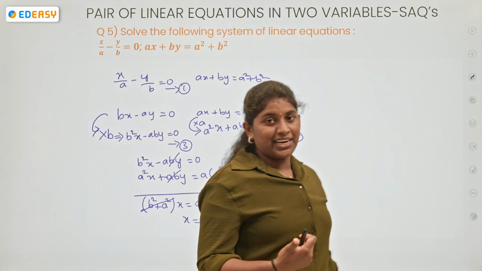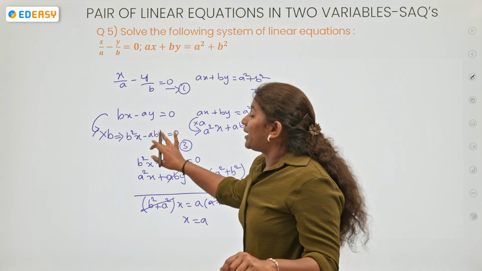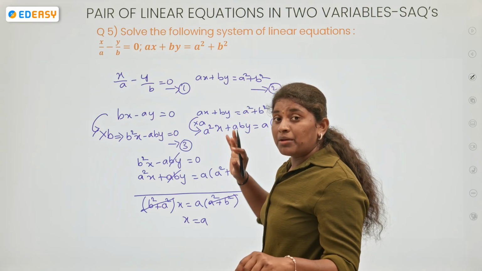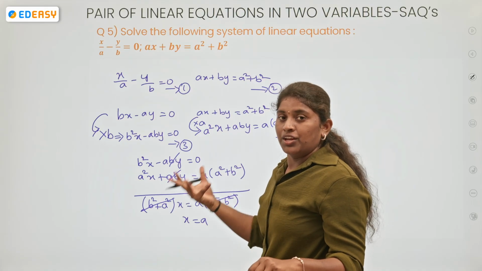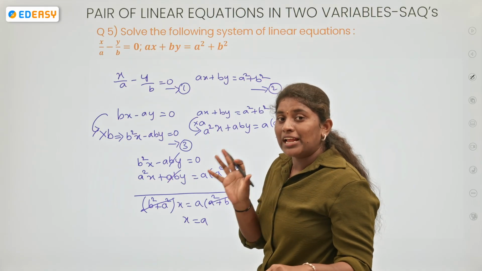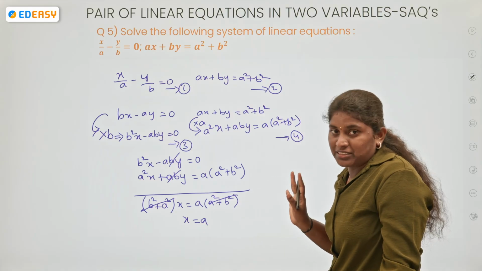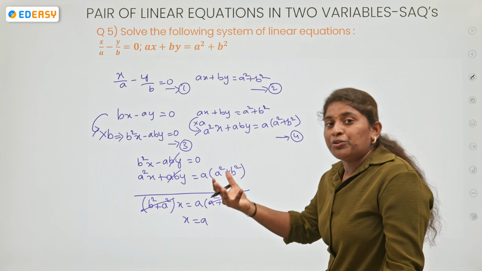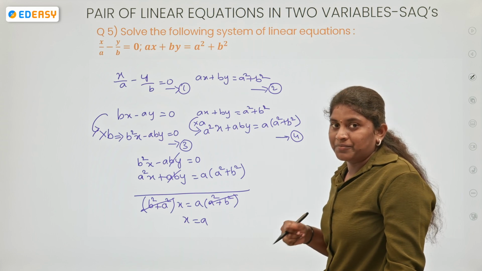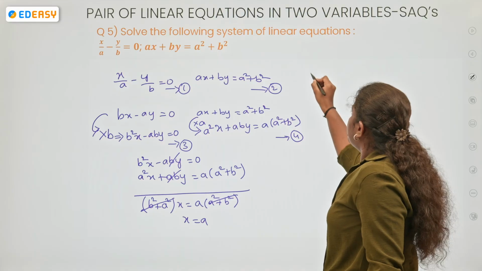So very simple, right? But here you need to be very careful in order to make the coefficients the same. You need to check by what value you need to multiply the equation. That is the crucial step in your elimination method. Every time you need to check by what value you need to multiply the given equations. Okay, now we got x equals a.